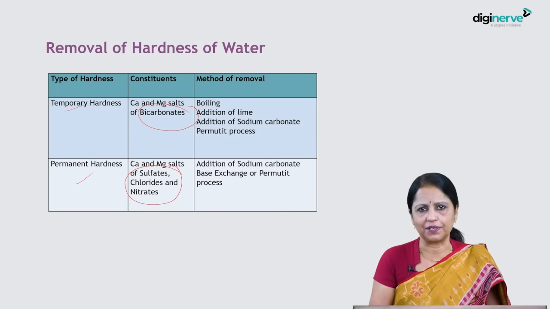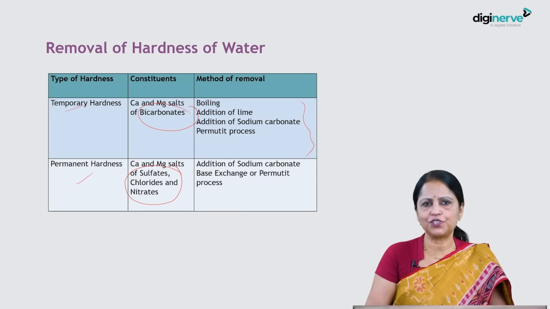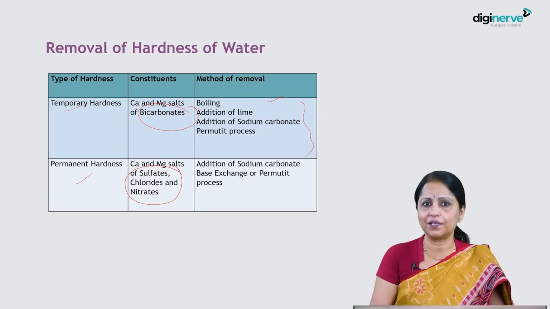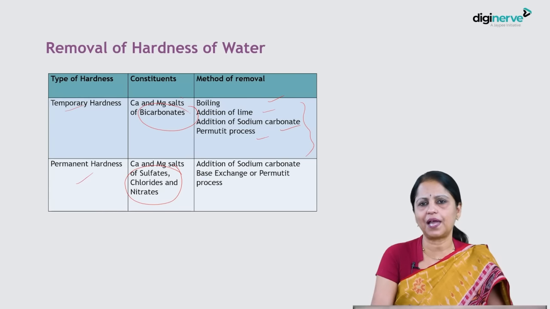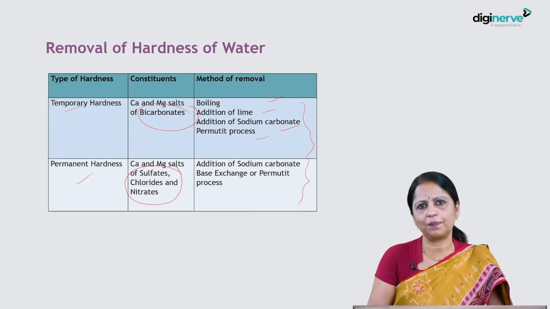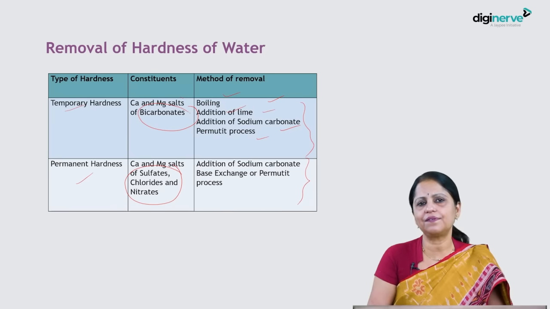So methods of removal of hardness: these are the ways by which temporary hardness can be removed, that is by boiling. I already said in the previous slide that boiling removes temporary hardness. Addition of lime removes temporary hardness. It can also be removed by addition of sodium carbonate and by permutit or base exchange process. On the other hand, permanent hardness can be removed by addition of sodium carbonate and permutit or base exchange process. So that means boiling and addition of lime do not remove permanent hardness. They are only capable of removing temporary hardness.